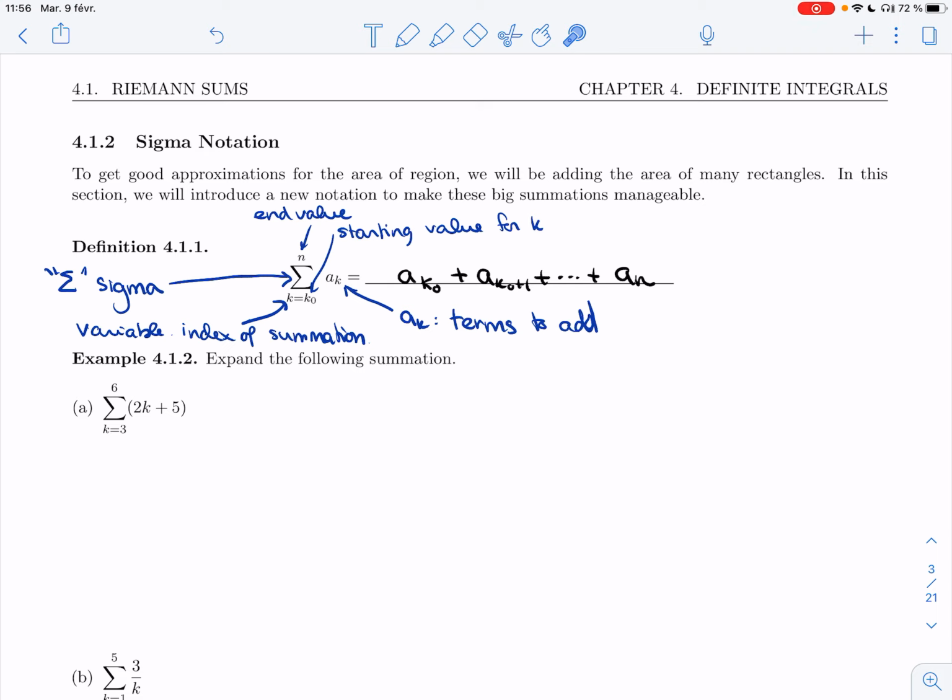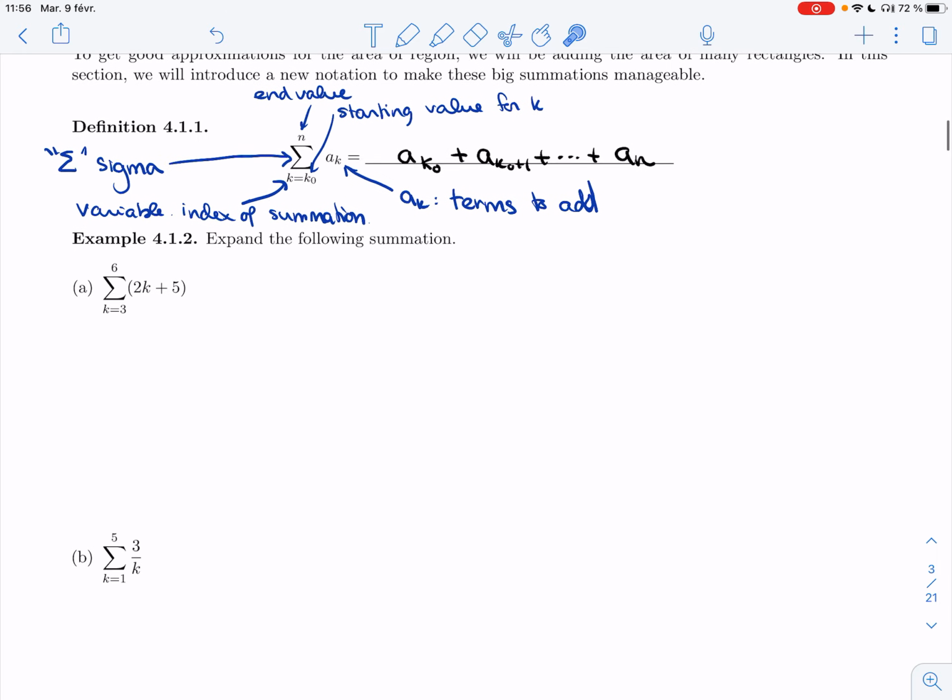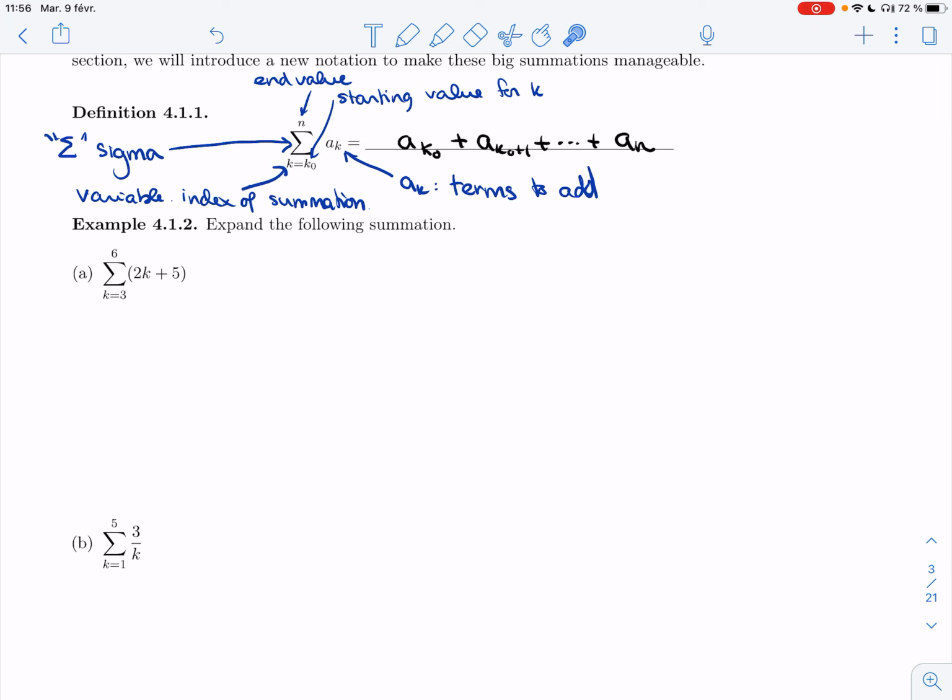All right, so let's try an example, example 4.1.2. I want to expand the following summation. The first one I have is this sum right here. My variable is k as usual. It tells me to start at 3, so my first term will be for k equals 3. And then I'm going to keep increasing it until I reach the n value, which is 6.